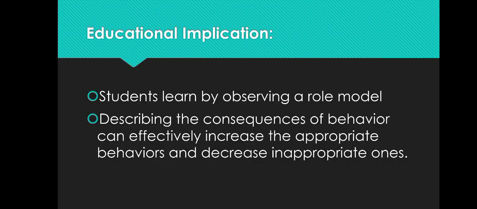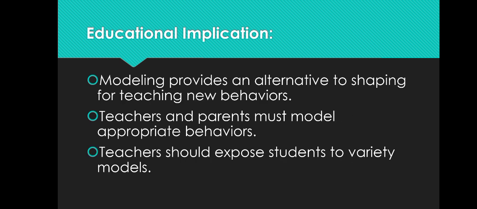And now last is the educational implications. Number 1, students learn by observing a role model. Number 2, describing the consequences of behavior can effectively increase appropriate behaviors and decrease inappropriate ones. Number 3, modeling provides an alternative to shaping for teaching new behaviors. Number 4, teachers and parents must model appropriate behaviors. And number 5, teachers should expose students to a variety of models.